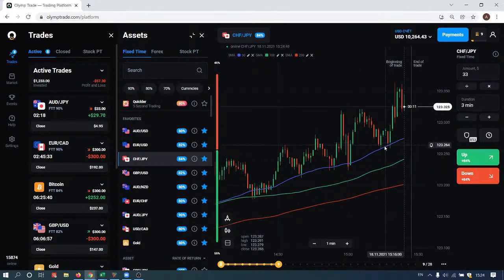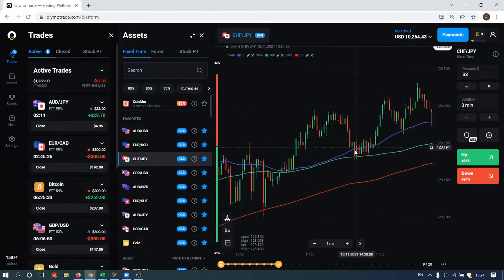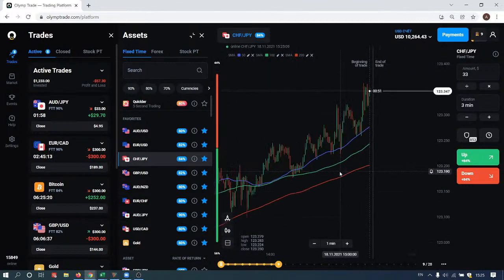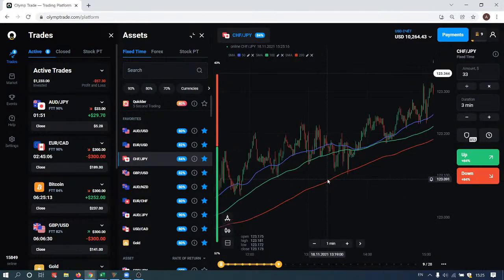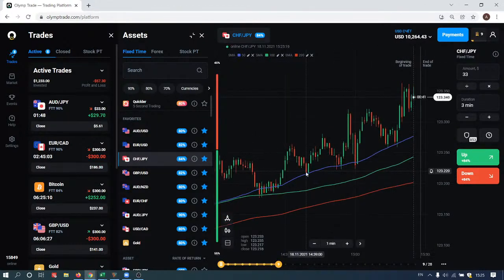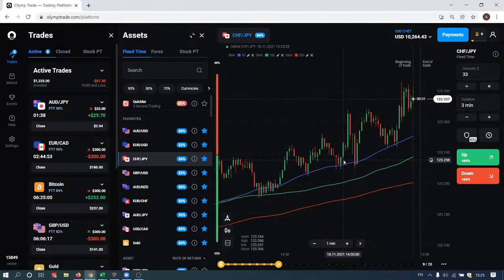So we could have had 1, 2, 3, 4, 5. I don't know, 5, or I don't know. This one's a little tricky. Here a lot would depend on where you would have opened a trade. But these 5 trades definitely would have been legit winning trades, almost guaranteed. That's almost guaranteed, guys.